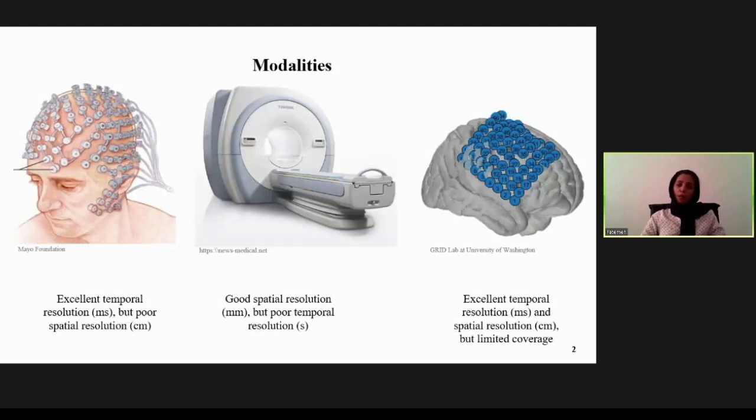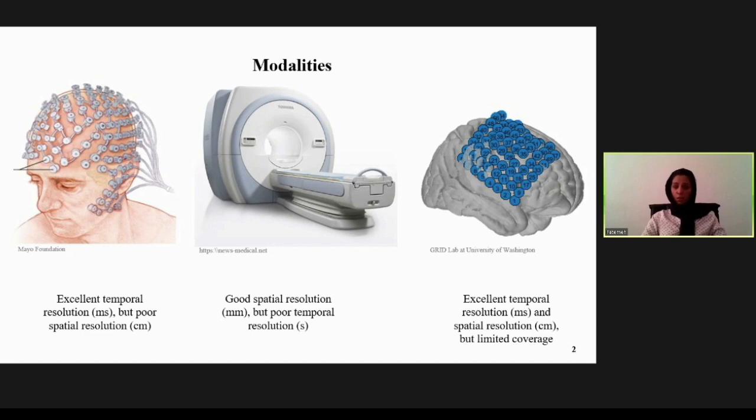EEG and fMRI are two major non-invasive methods for imaging human brain function. EEG is known for its excellent temporal resolution but poor spatial resolution, whereas fMRI has a good spatial but poor temporal resolution. ECoG is an invasive technique providing simultaneous spatiotemporal mapping of neural responses.